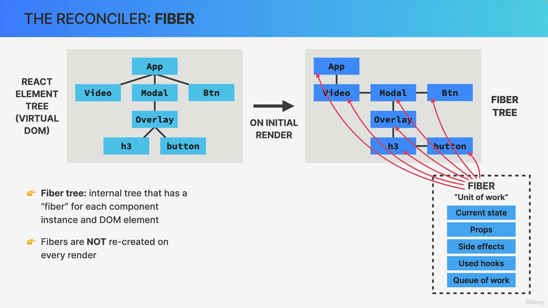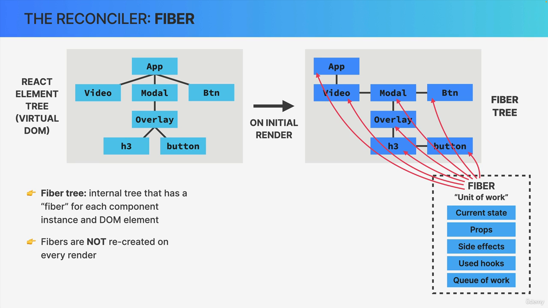Now, if we take a quick look at the fiber tree, we will see that the fibers are arranged in a different way than the elements in the React element tree. So instead of a normal parent-child relationship, each first child has a link to its parent, and all the other children then have a link to their previous sibling. And this kind of structure is called a linked list, and it makes it easier for React to process the work that is associated with each fiber.